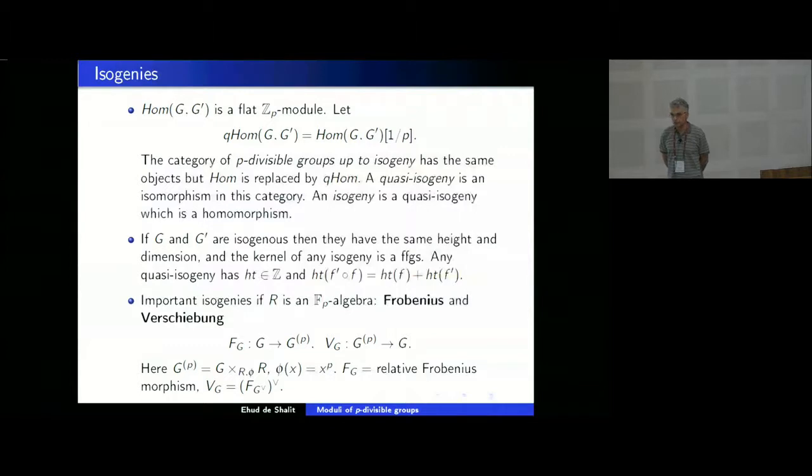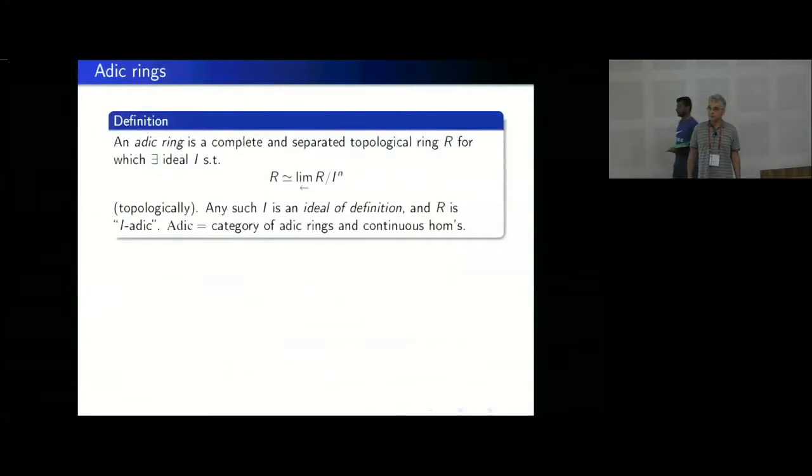The Verschiebung is defined in the following way. You take the Frobenius of the Cartier dual and you dualize this. So instead of going from G to its p-transform, it goes from the p-transform to G. And Frobenius composed with Verschiebung is multiplication by p. So this is a very short review of p-divisible groups.